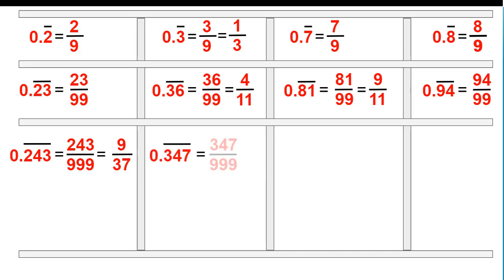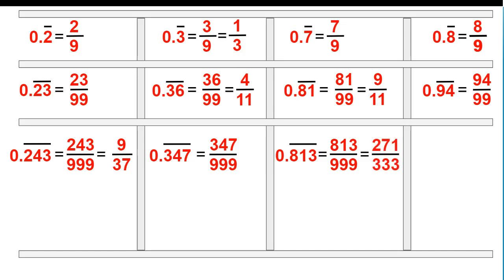0.347 is 347 over 999. 0.813 is 813 over 999, which should be simplified by dividing it by 3. So it's 271 over 333. 0.937, when the 9, 3, and 7 are recurring, is 937 over 999. As you can see, it's very, very simple.